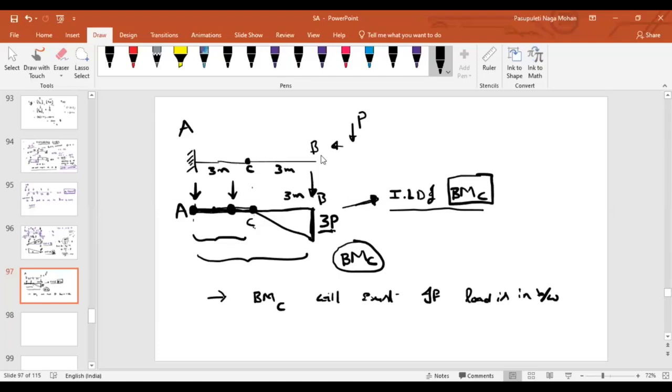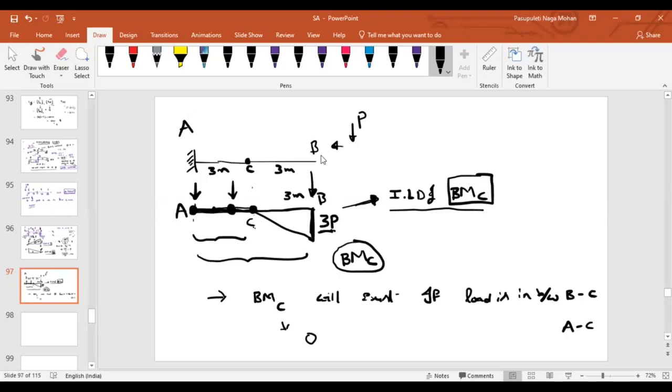Simply see the diagram where the ordinates are existing. The ordinates are existing between B to C. That means the load is existing between B to C. Then only your bending moment at C will exist. That means between B to C. That means if your load is in between A to C, then what is the bending moment at point C? 0.